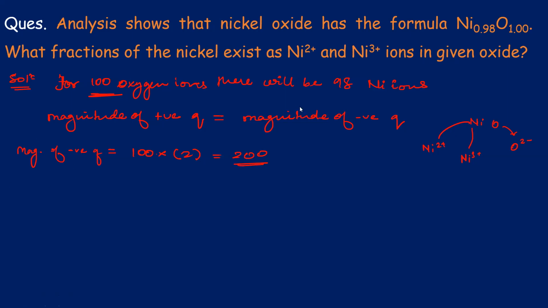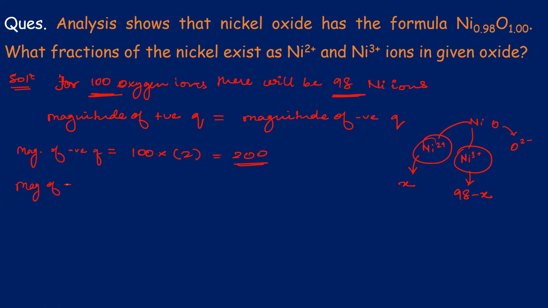Now let us look at the magnitude of positive charge. For that, we need the number of Ni2+ and the number of Ni3+. So what should I take? Let us take Ni2+ as x. So how many Ni3+ will be there? We know that there are 98 in total, so Ni3+ will be 98 minus x. Is that clear? Yes or no? Please tell me. Is this clear? Yes. I am taking Ni2+ as x, and Ni3+ will be 98 minus x.